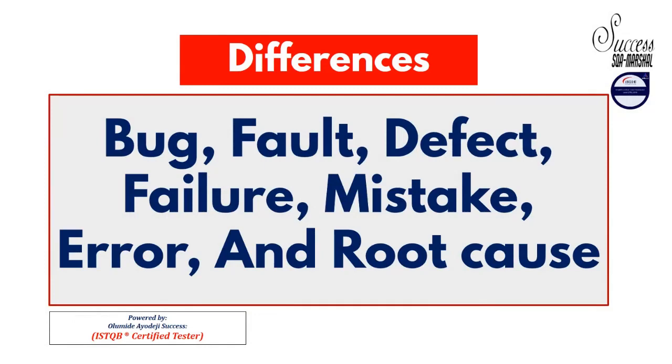So, are you a software quality assurance professional and somehow you are still finding it difficult to differentiate between these concepts: bug, fault, defect, failure, mistake, error, and root cause? Really, there are quality assurance software testers who still find it difficult to differentiate these terminologies. They just make use of these terminologies randomly, but don't really understand when and how to use them. So that's the reason why this video is being made, in order to clarify the differences between these concepts.